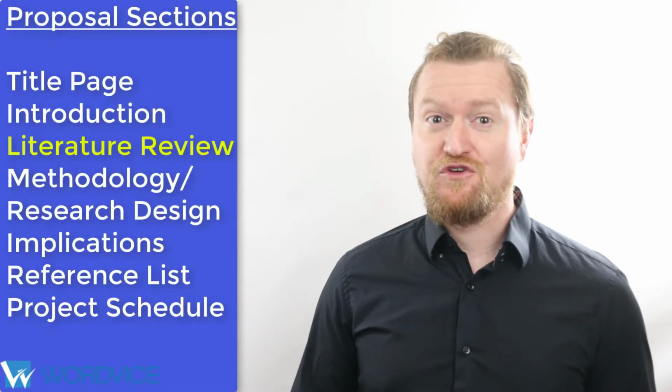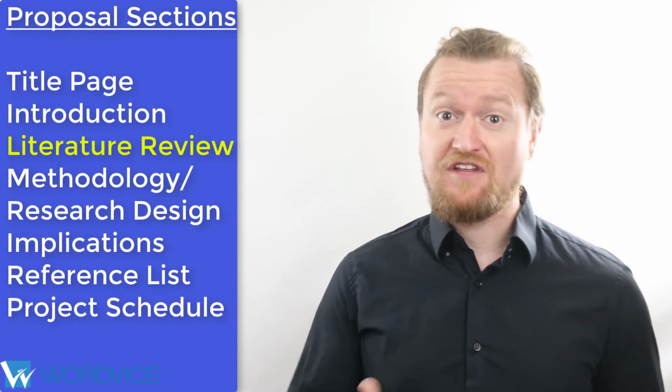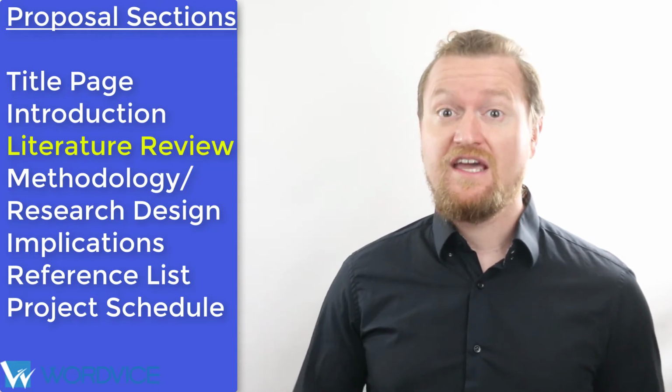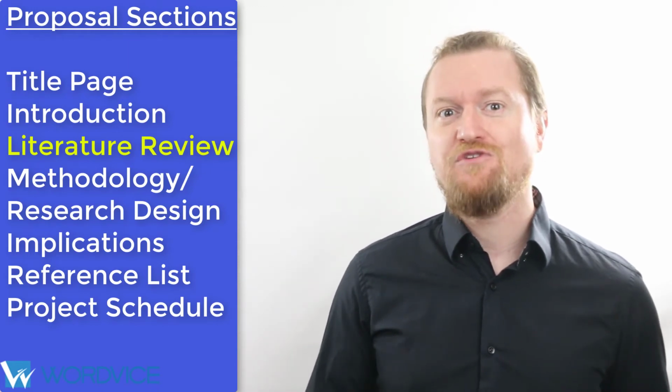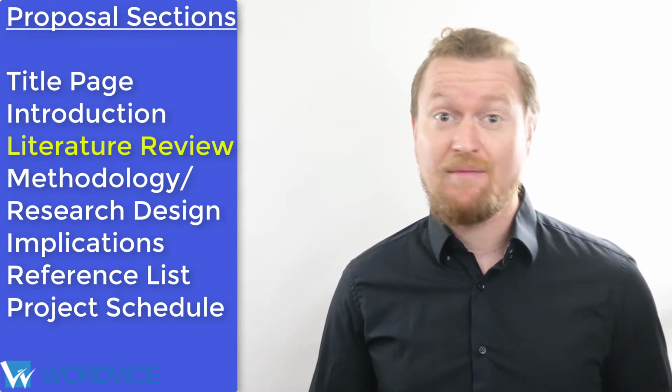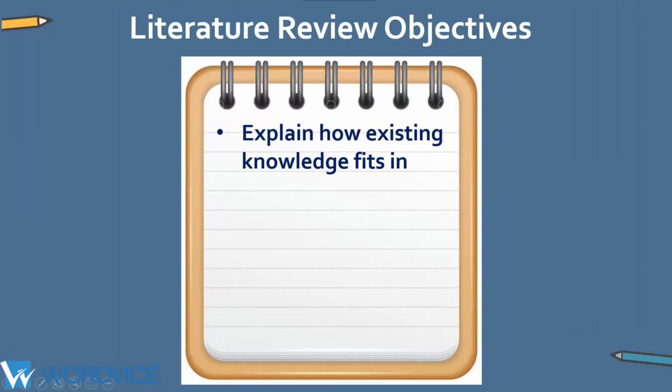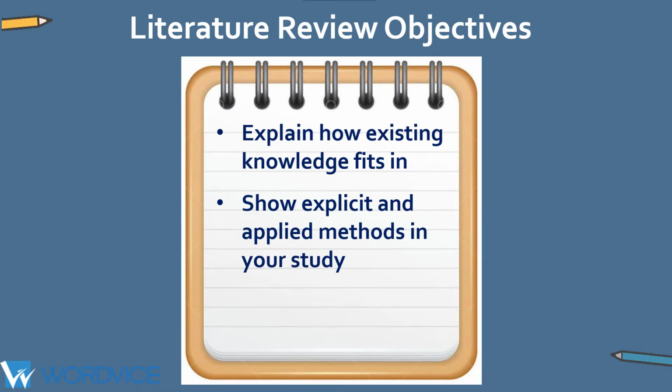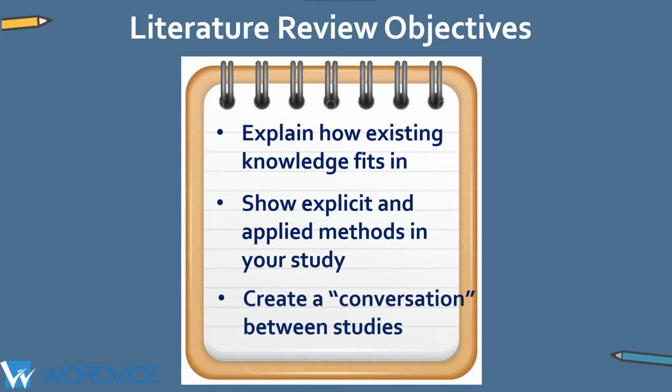A good literature review convinces the reader that your project has a foundation in existing knowledge and theory. It also adds authority to your work as it shows that you understand and have taken into account current research and understanding about your topic or field. Here you will explain how existing knowledge contributes to the conversation on your topic. Additionally, you are showing the reader which explicit and applied methodological approaches you've used in your study. In a sense, you are having a conversation between the existing knowledge and your specific study. This also sets up your study approach rationale in the next section.